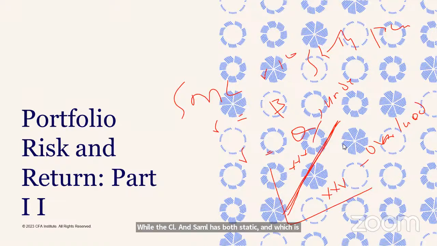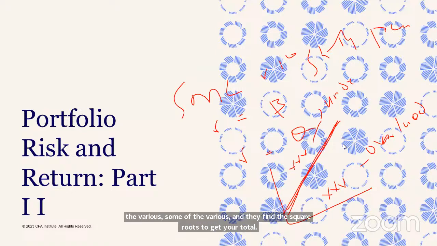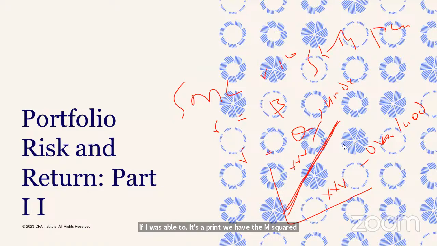Okay. Then you should also know that you don't add risks together. For you to get your risk, you have to find the variance, sum the variances, and then find the square root to get your total risk. Then for you to be able to interpret, we have the M squared, we have the Treynor, we have the Sharpe ratio, and the Jensen's alpha.